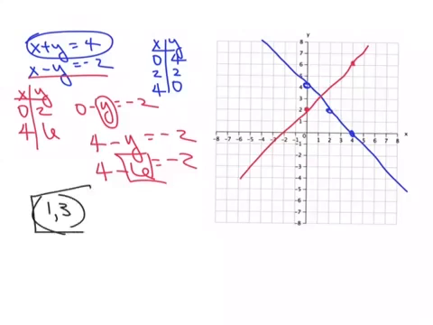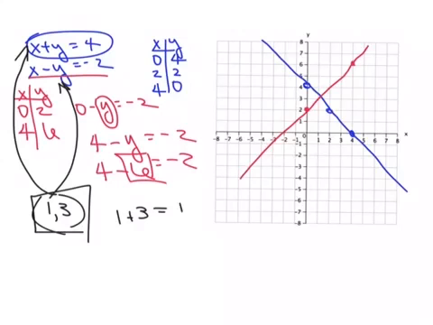Now, if that is the answer, when I put it in this equation and this equation, it's going to be a true statement. So let's try that top equation. 1 in for x, 3 in for y equals 4. That's a true statement. 1 in for x, 3 in for y equals negative 2. 1 minus 3 is, in fact, negative 2. So that proves that that point is the answer to this problem. Okay, so that's how you show how you solve a system by graphing.